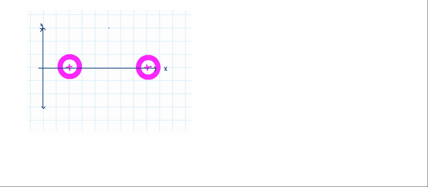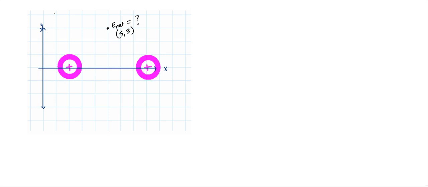In this example, I want to find the net electric field at this point over here, and that point on the Cartesian plane is (5, 3). I want to know what the net electric field is going to be right there, and so we're going to figure that out in this video.